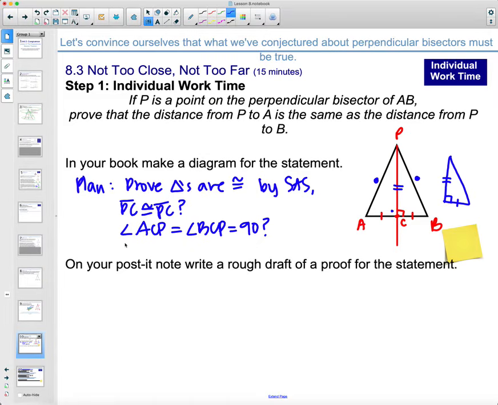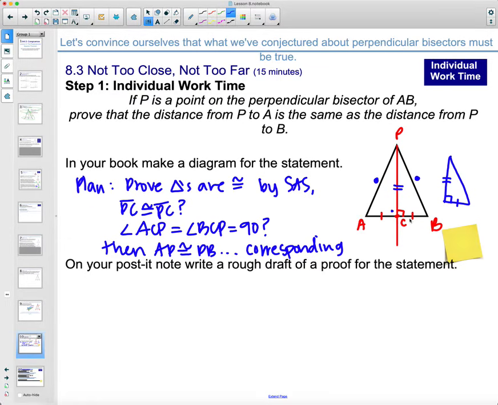Okay, and then once you've gotten that the triangles are congruent, then you would want to talk about that AP is congruent to or equal to PB. And why is that? Once the triangles are congruent, then you know that the corresponding parts are too. So that's kind of just talking through a plan for your proof. So now you'd be putting pen to paper.